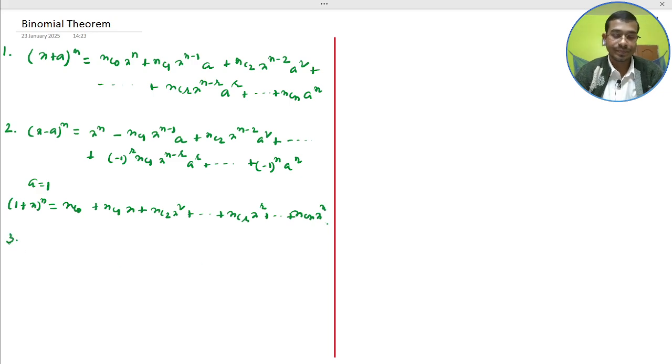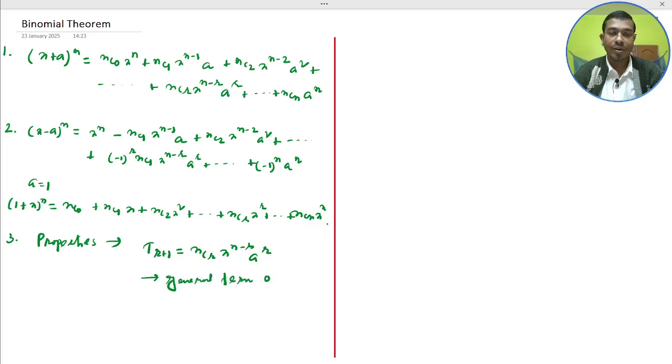Next one, the properties of the binomial theorem. The first property: the general term in the expansion of (x plus a) to the power n is T(r plus 1) equal to nCr x to the power n minus r a to the power r. This is the general term of the expansion of (x plus a) to the power n. Next one, the middle term.